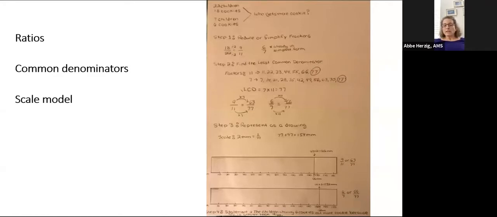So she does this thing about finding common denominators in the middle there. And she would also maybe be challenged to explain why you can multiply the numerator and denominator by the same thing.